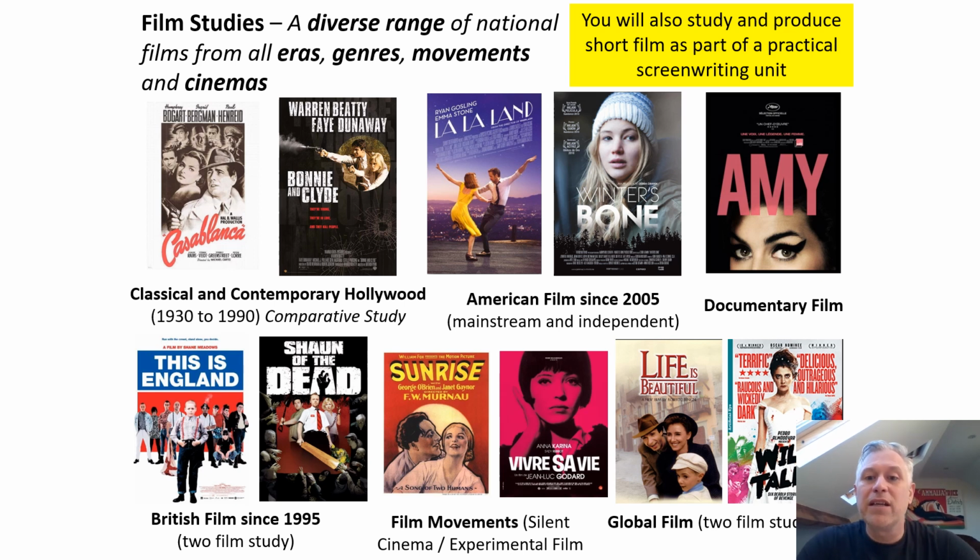We study a unit on documentary film, so a very different type of filmmaking, very specific, and the film that we study for that unit is the film Amy. It's the biographical documentary of the singer Amy Winehouse, quite notorious, quite infamous, who died a very early death a few years back in her late 20s. So quite a tragic, sad documentary, a very good example of documentary filmmaking and done in quite a different way. We study British film as well.